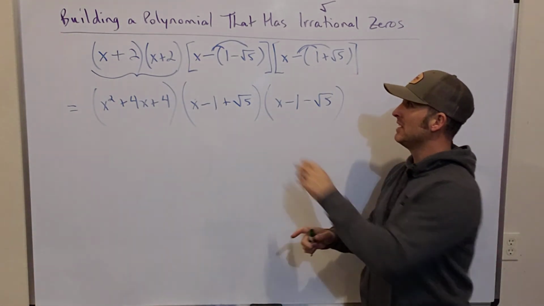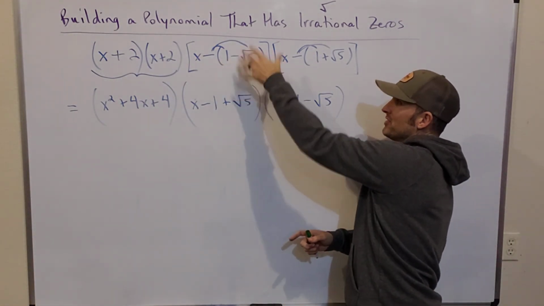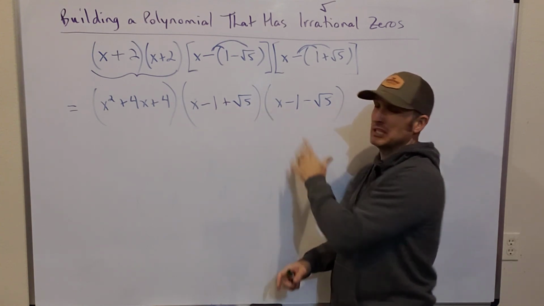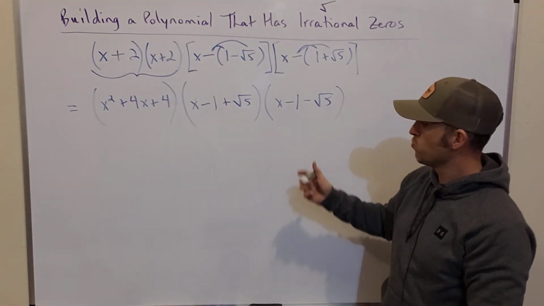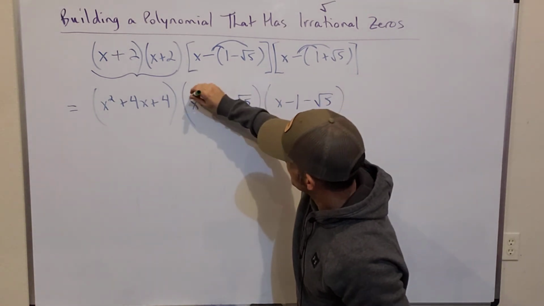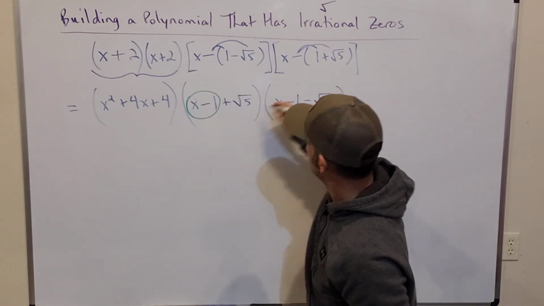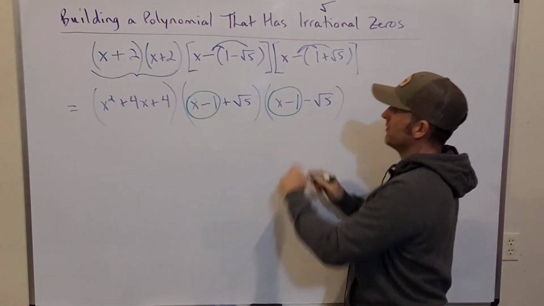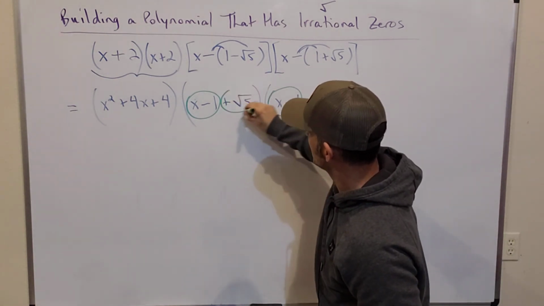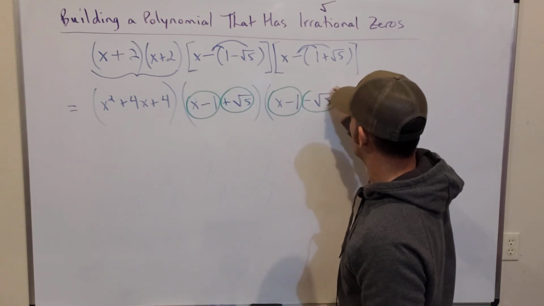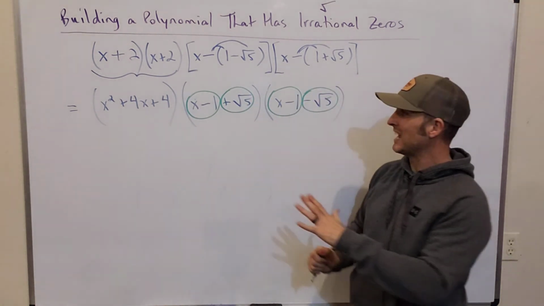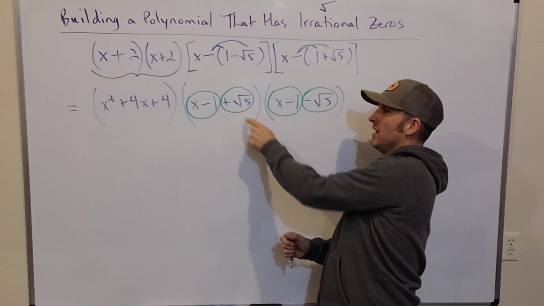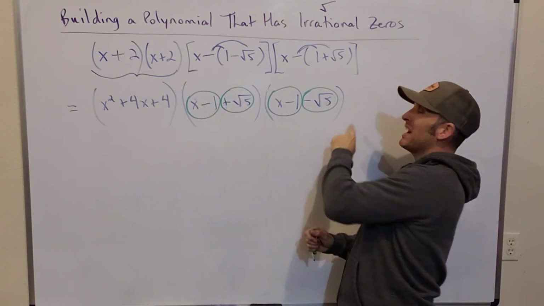After you've gotten rid of the parentheses inside parentheses, take advantage of the fact that these are conjugates. You have to reorganize in your head. Think of x minus 1 as a term, and think of the square root of 5 as its own term. So we've got positive square root of 5 and negative square root of 5. Now I have x minus 1 plus the square root of 5 and x minus 1 minus the square root of 5.